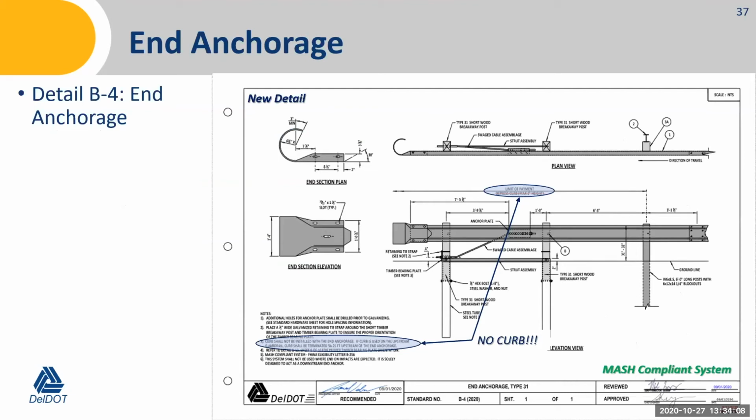The end anchorage was updated to meet MASH compliant testing. There's no curb used within the limits of the end anchorage. We verified with the developer, I believe it was Midwest Roadside Safety Facility, about the use of curb with this system, and they said it was not tested with curb. They did not recommend utilizing curb, and they actually recommended stopping your curb at a distance upstream from the end of the end anchorage, which is what we call the knuckle.